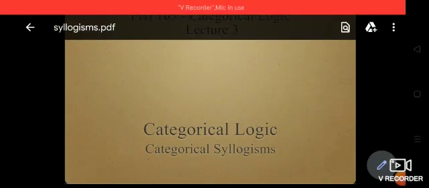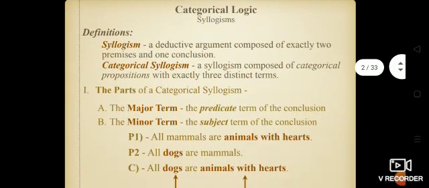So, we are in chapter 5, categorical syllogism. It is a logical type chapter. Last time we covered what is categorical syllogism. Again, I will give just a summary of that definition. Syllogism means a deductive argument composed of exactly two premises and one conclusion. Categorical syllogism means a syllogism composed of categorical propositions with exactly three distinct terms.